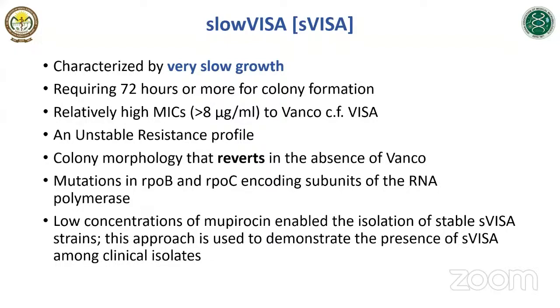Coming to the slow VISA, it requires 72 hours of growth or more for colony formation. It has relatively high MICs of almost 8 to vancomycin compared to VISA. It has an unstable profile and they revert back in the absence of vancomycin. Mutations in the RPOB and RPOC genes of the RNA polymerase are the reason for the slow VISA to emerge. It's very interesting that lower concentrations of mupirocin enable the isolation of stable slow VISA strains, and this approach is used to demonstrate the presence of slow VISA isolates.